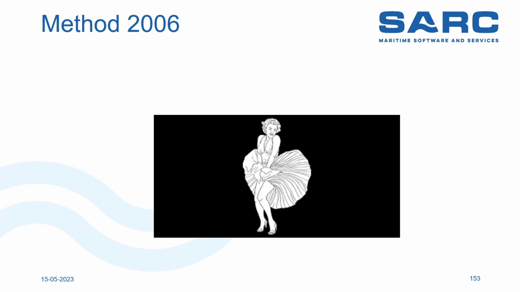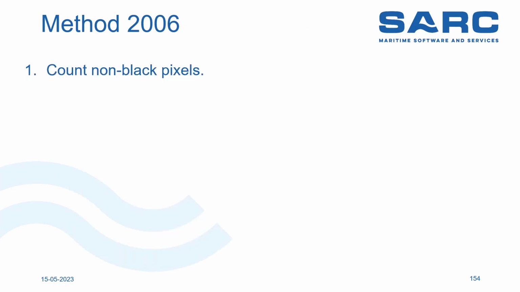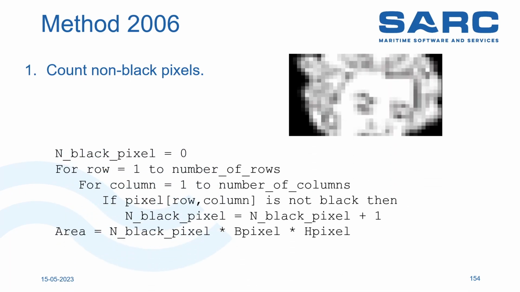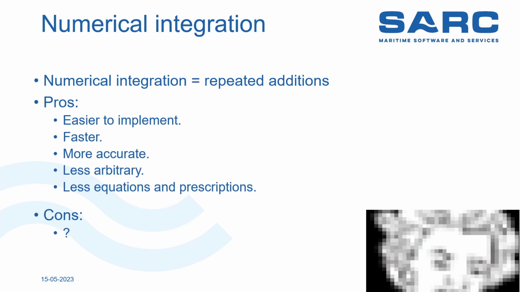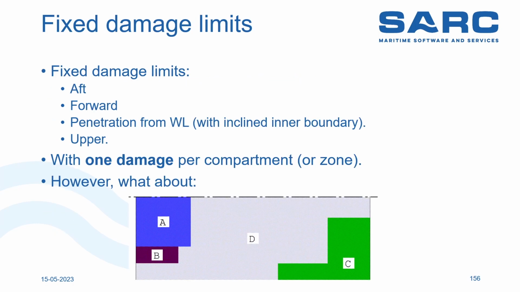Or count non-black pixels. I'm not a programmer, but I can understand this piece of coding. It's much easier to implement, faster, more accurate, less arbitrary, with fewer equations and prescriptions. Cons, it says a question mark, but I think we need to use it more to get it more accepted, and then hopefully get it accepted by class. That's the only con I could think of.